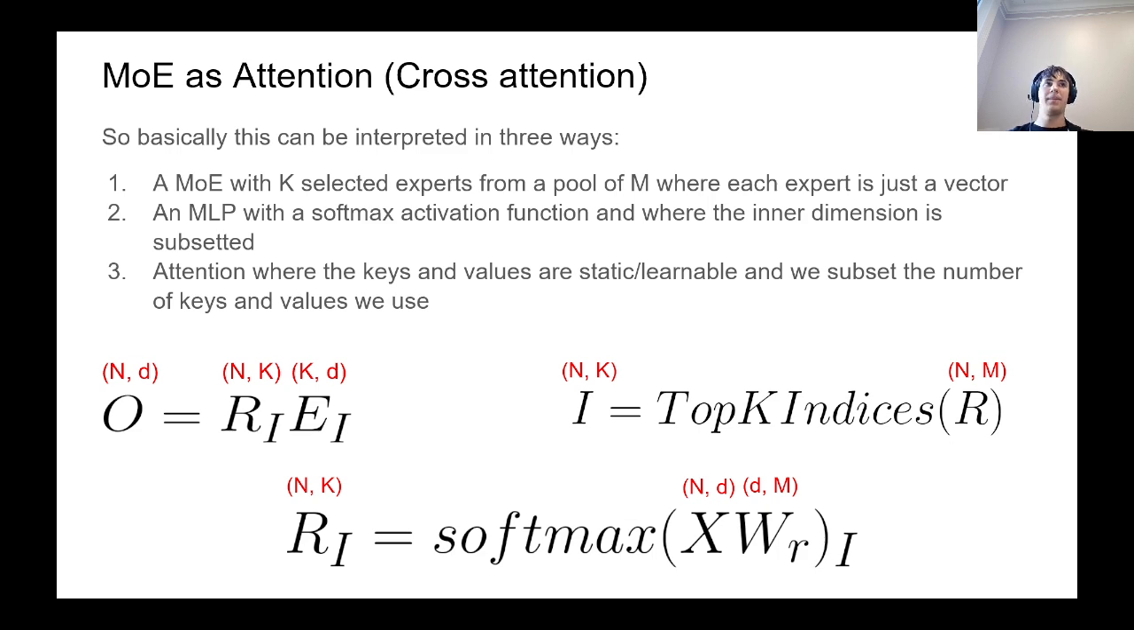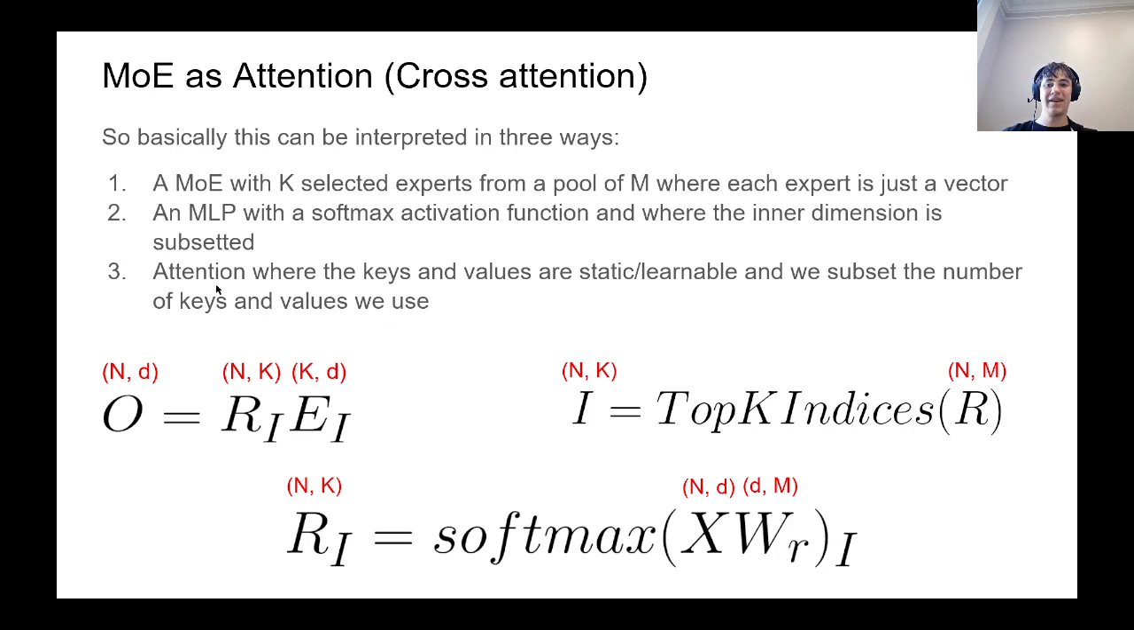Second way to look at it is an MLP with a softmax activation function, and instead of saying I'm going to do an up projection to say 4D, if I'm just selecting K, where K is equal to say 2D, then I will project to 4D my inner dimension, but I'm taking a subset of that inner dimension as opposed to projecting to the full inner dimension. So in a way, you can think of this as dropout. So that's one way to look at it. An MLP with dropout, and the activation function is softmax.